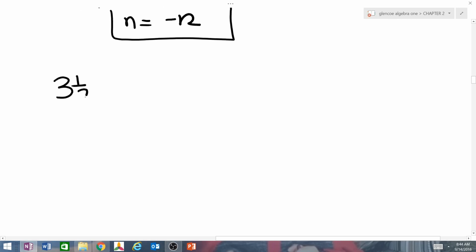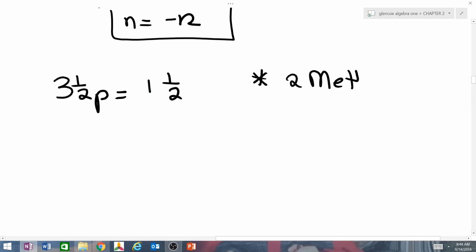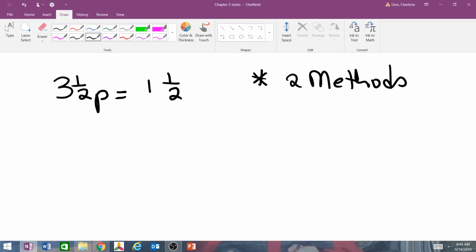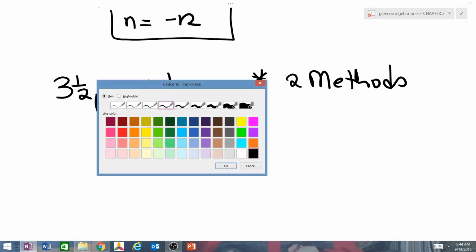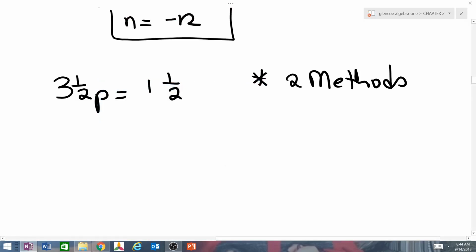3 and 1/2 p equals 1 and 1/2. Okay, so there are two methods. If you're confident with your calculator, yes, you can do it on your calculator, or you can solve it freehand. It's really totally your choice. So the first thing I always do is isolate my variable, and I always ask myself this question: what is happening between 3.5 and p?